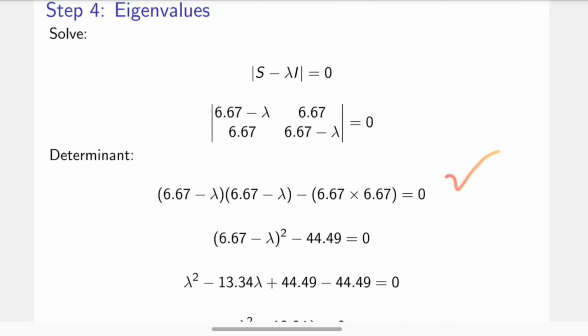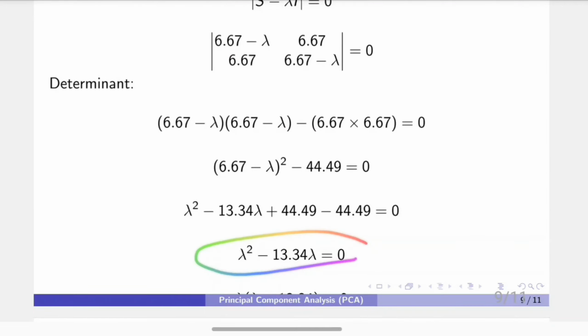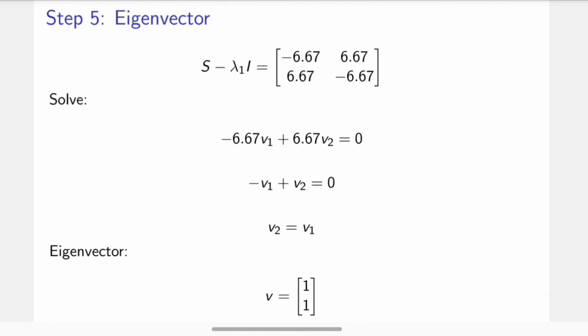After finding the determinant, you get a lambda squared equation with two values: one is 13.34 and the other is 0. So we can reduce from 2 dimensions to 1 dimension without losing any information, because one is already 0. We ignore that, and the other is 13.34, so we are going in one direction.